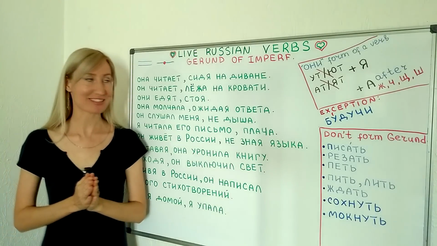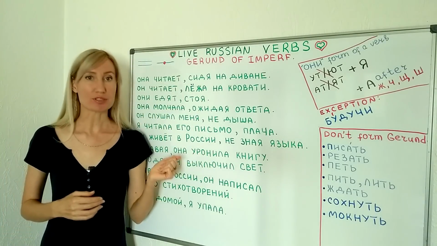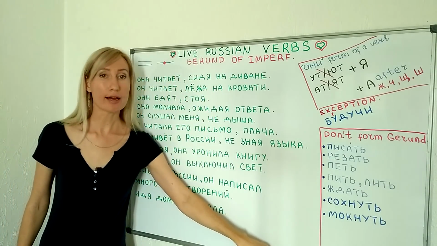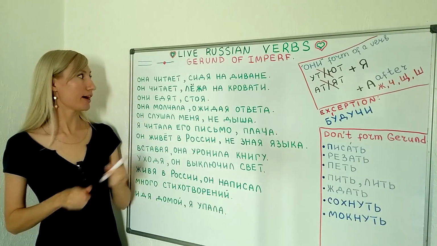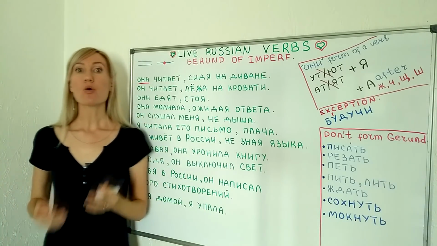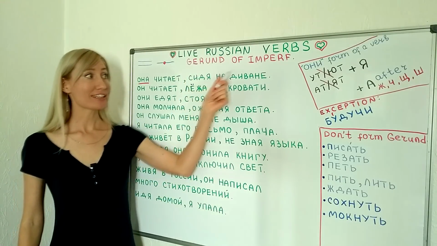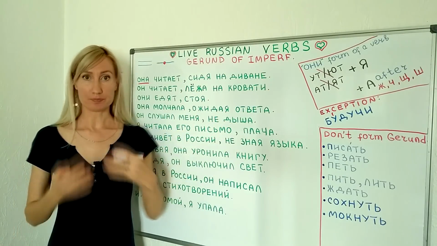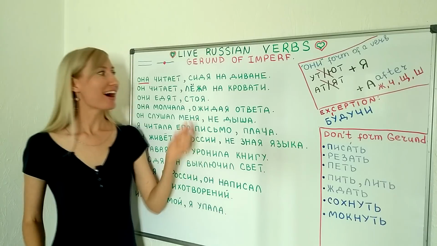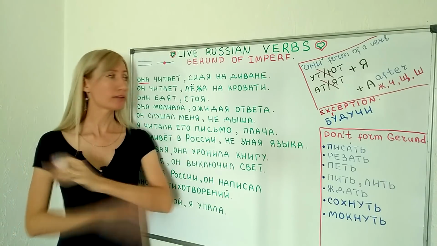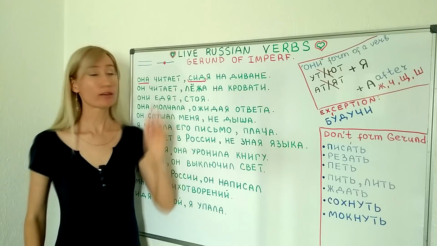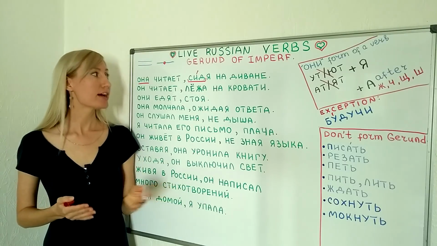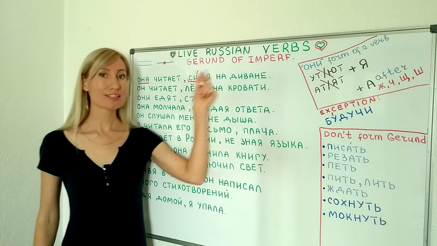Let's get to the examples, so you can see how it's used. Она читает, сидя на диване. So, она читает, she is reading. Она is our subject, she is reading while doing what? Сидя на диване. Сидеть means to sit. Они сидят. We are forming gerund here. Они сидят. We remove ят. We are left with сид. And we simply add я. Сидя. This is the stress. So she is reading while sitting on a couch.